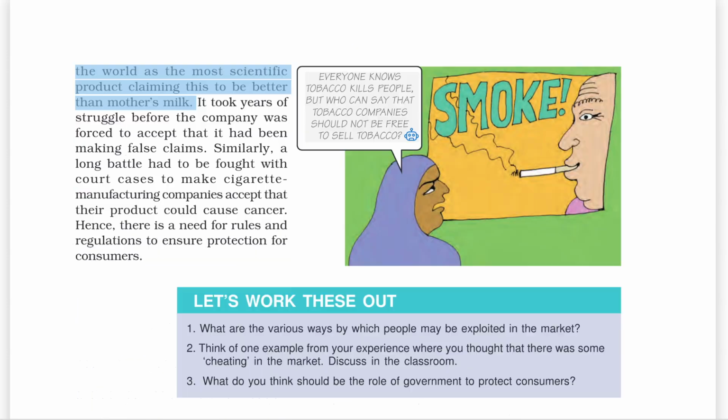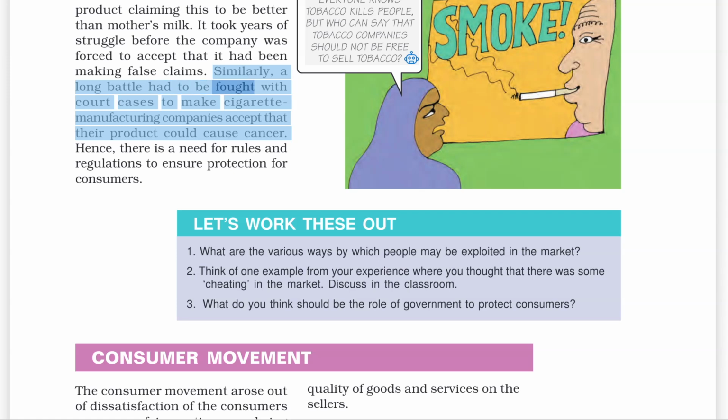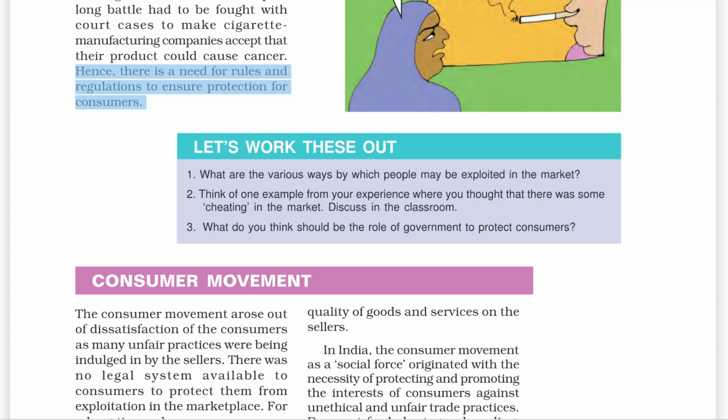Let's work these out. The company advertised its product as the most scientific, claiming it to be better than mother's milk. It took years of struggle before the company was forced to accept that it had been making false claims. Similarly, a long battle had to be fought with court cases to make cigarette manufacturing companies accept that their product could cause cancer. Hence, there is a need for rules and regulations to ensure protection for consumers.